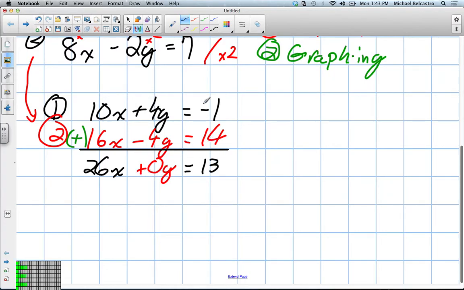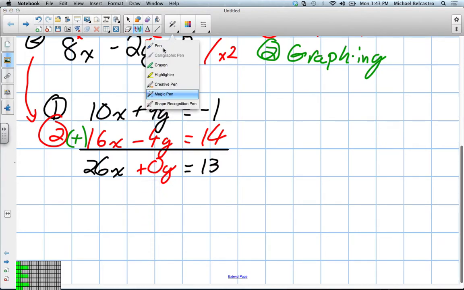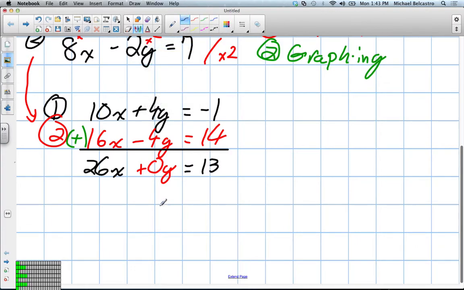Good. This 0y is not going to be important for what we're doing, okay? We can kind of just drop it off. Because 0 times y is 0, it won't change anything. 26x is equal to 13. How do I get x by itself? Go ahead, Malik. Divide by 15. I mean by 2. Good. You got it. Just took you a second.